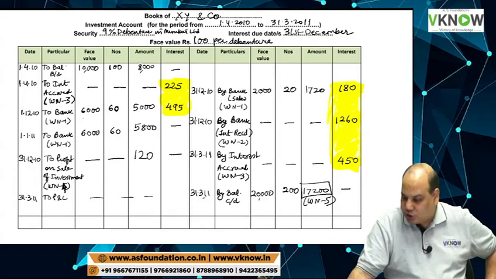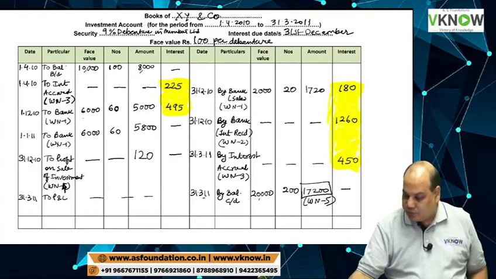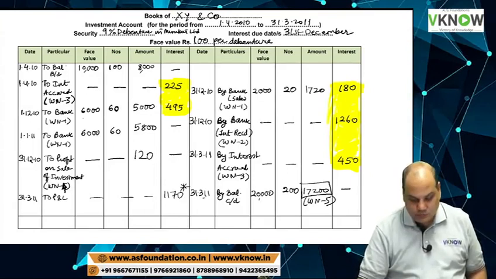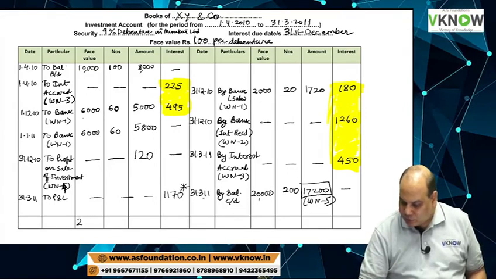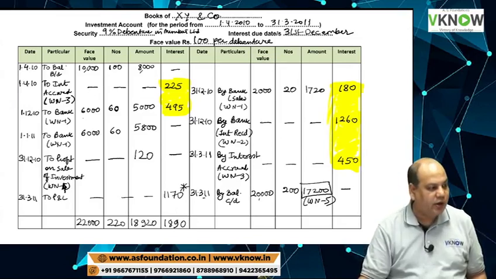180 plus 1260 plus 450 minus 225 minus 495. Any answer? 1170. Now we'll complete the ledger by taking the total. This is 22,000 total. This is 220. This is 18,920. And this is 1890. Copy the same item on the credit side.